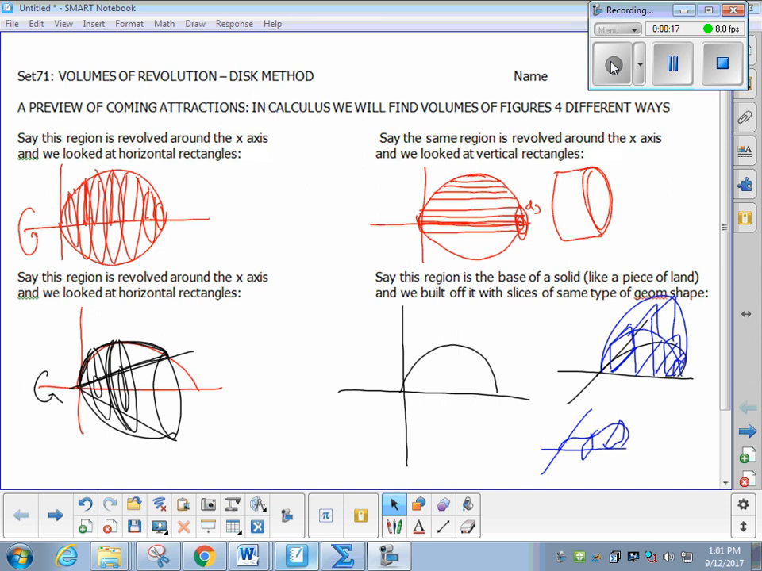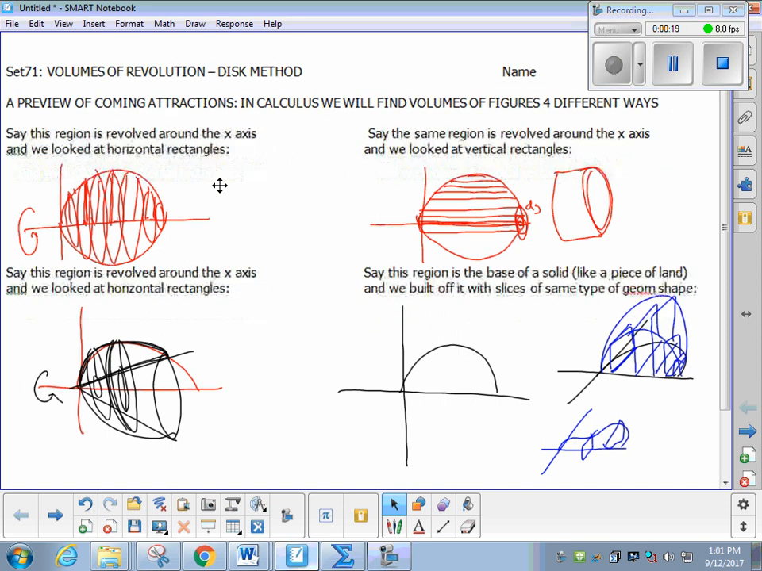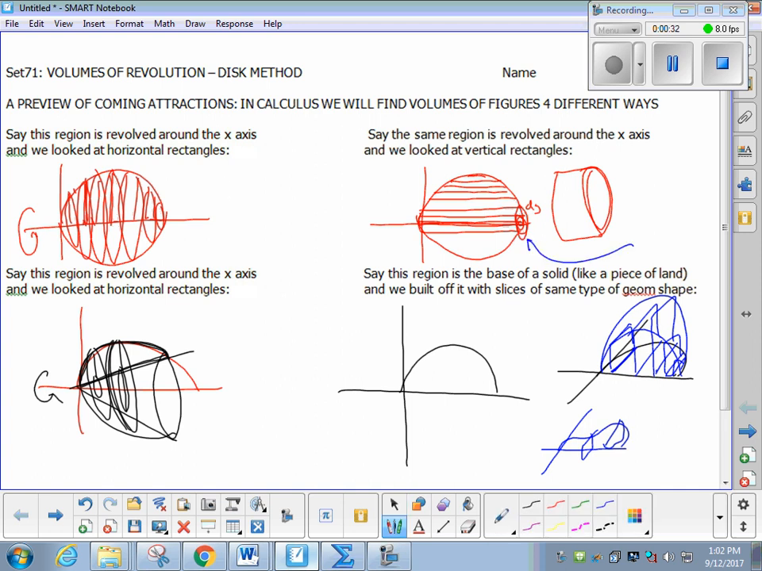So this one, if you revolve X slices around the axis, you get disks. If you revolve in the second one, Y slices, then you get empty shells, and that would take a different approach. If in C there was a hole in the region, then you would get disks with holes in the middle, so they would be more of a washer method.